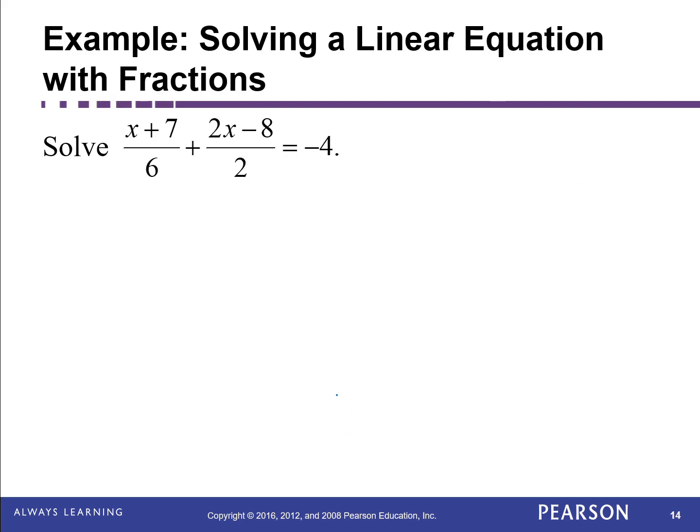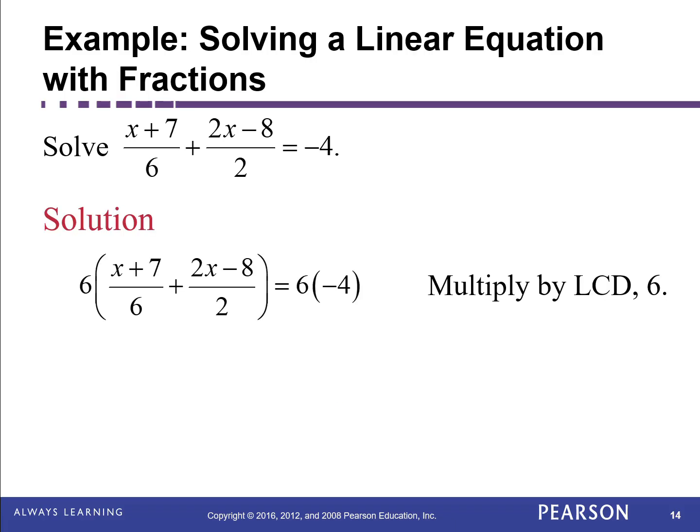Now let's solve a linear equation with fractions. So here I have (x plus 7) over 6 plus (2x minus 8) over 2 equals negative 4. Now, the first thing that I want to do is get rid of the fractions. In order to do that, I'm going to multiply by the least common denominator.